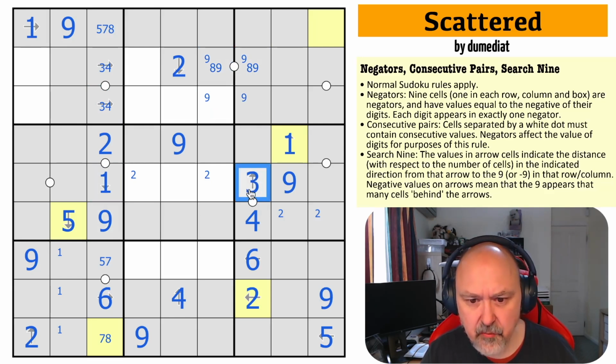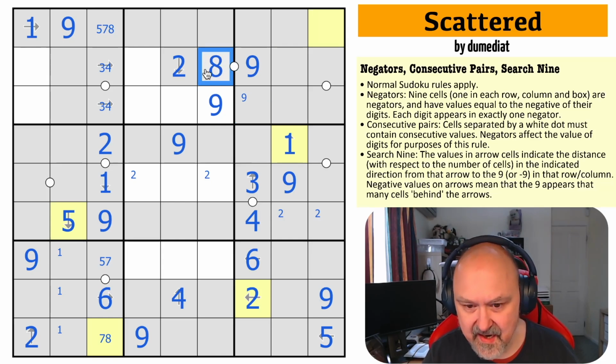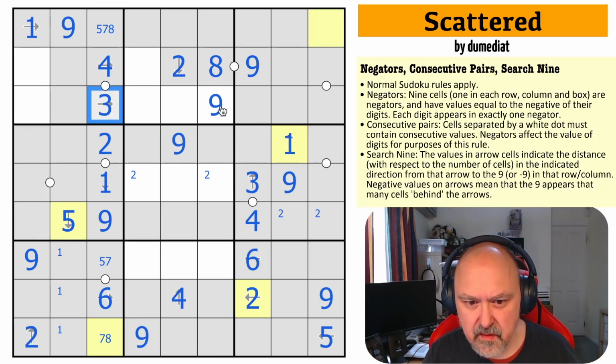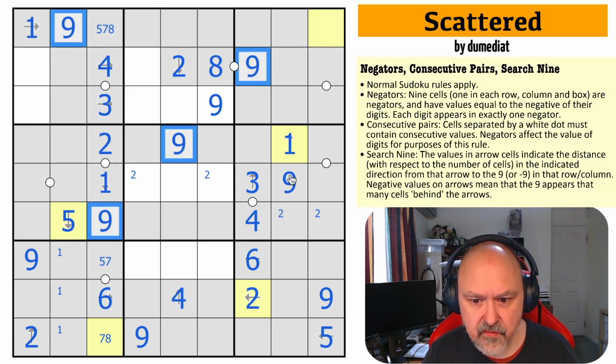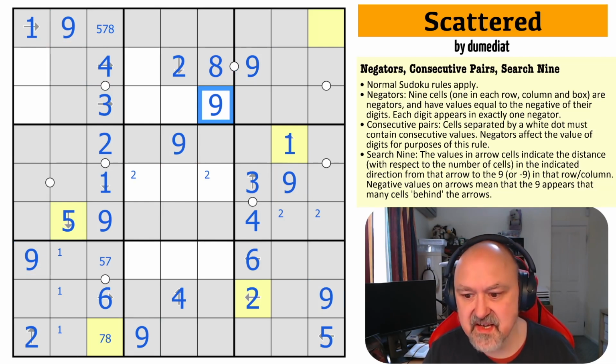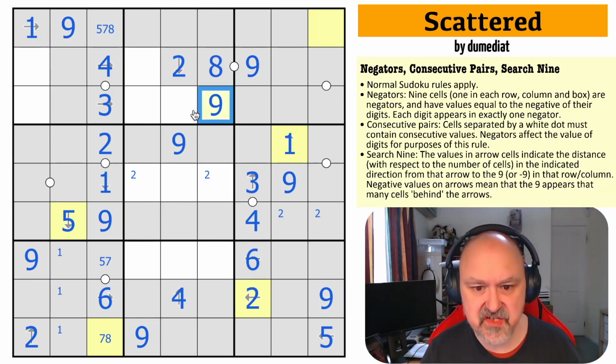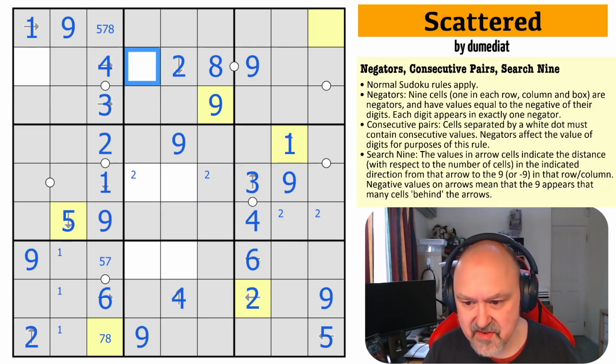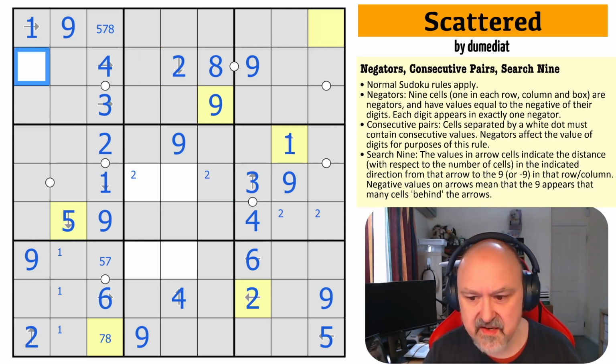This is... Oh, 3. 1, 2, 3. That's the 9, so that's the 9. This is the 8. This is not the 9. So this is the 4, and this is the 3. Now hang on, 1, 2, 3, 4, 5, 6, 7, 8. This is the negator because I have to have a negator of each digit. So these are not negators. This is not a negator. This has to be a negator for that box. That was important. I needed a negated 9.